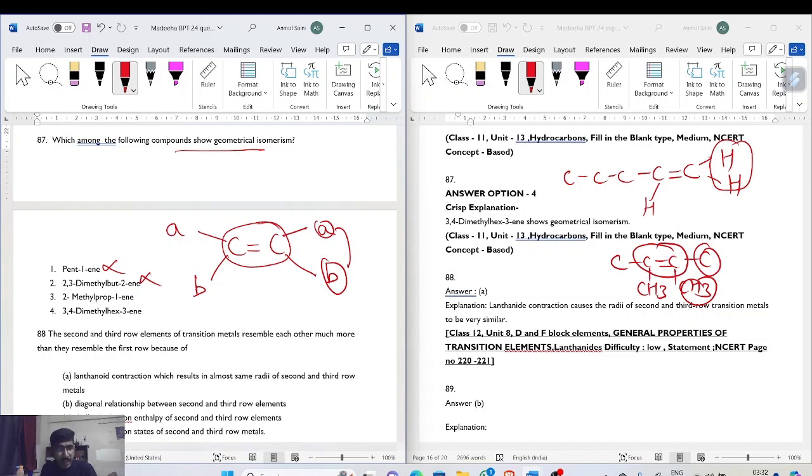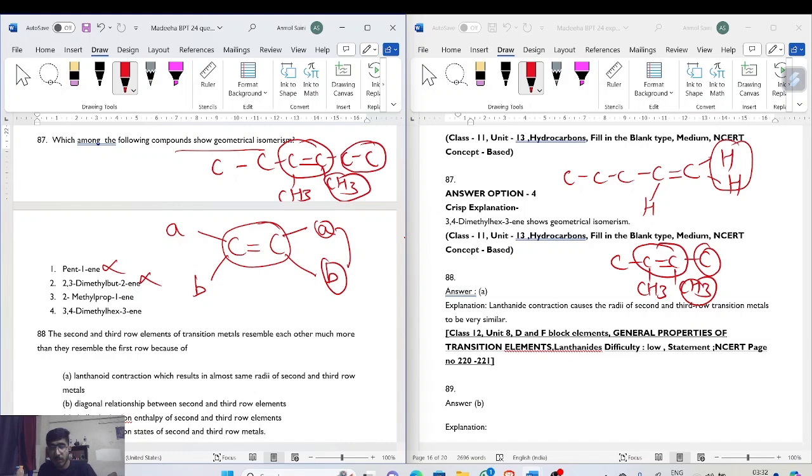We have hex, meaning a 6 carbon chain. Then we have a double bond at the third position, and then we have 3 and 4 methyl, a CH3 group at the 3 position and a CH3 group at the 4 position. Now here we can see our carbon double bond carbon. One group is ethyl and another group is methyl, so these two groups are different at the right side.